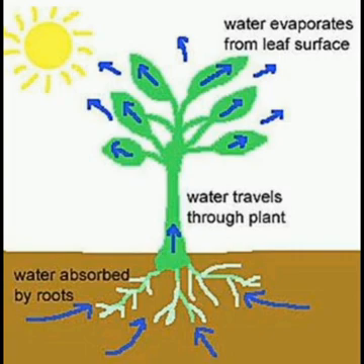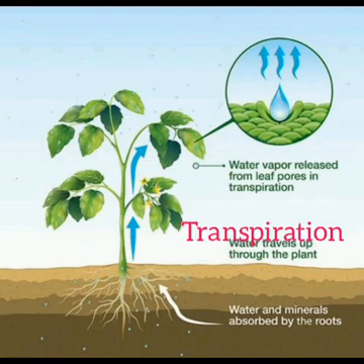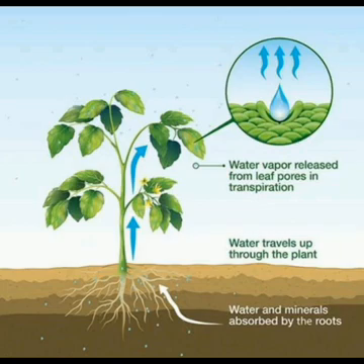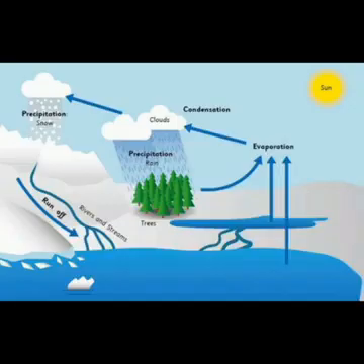Water is lost from the surface of leaves in the form of vapor. This process is called transpiration. Transpiration plays a major role in filling the air with water vapor. This vapor is added to clouds which bring rain. Transpiration is a major factor in the water cycle.